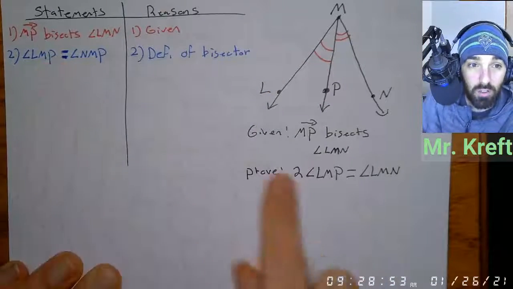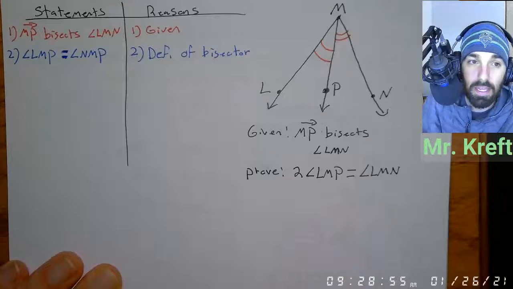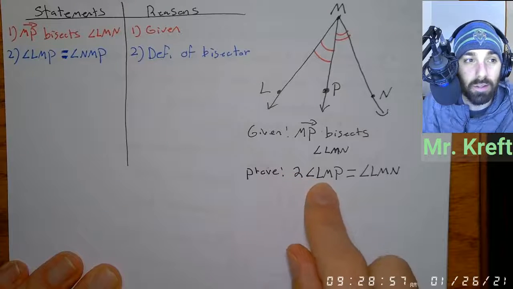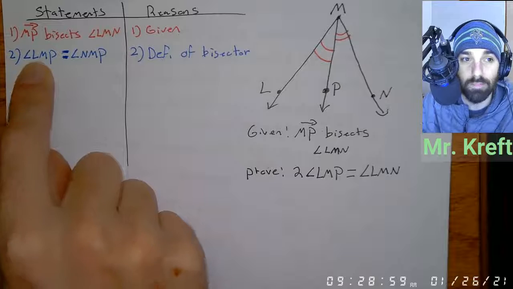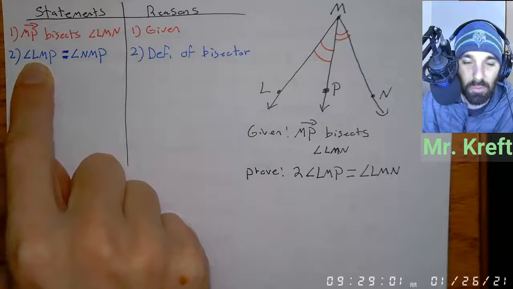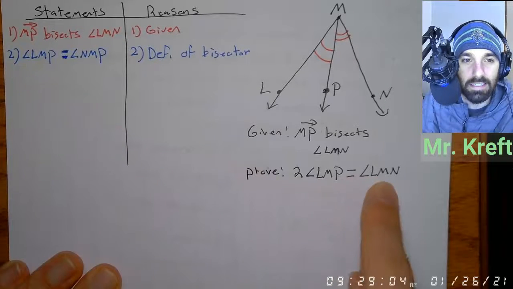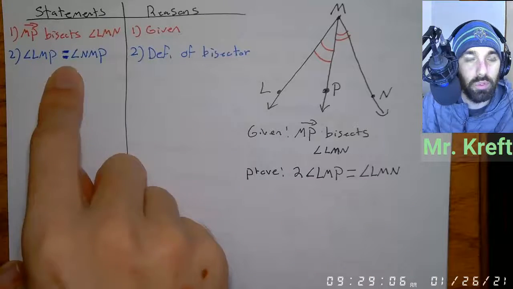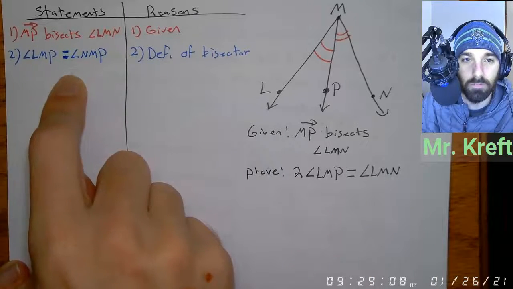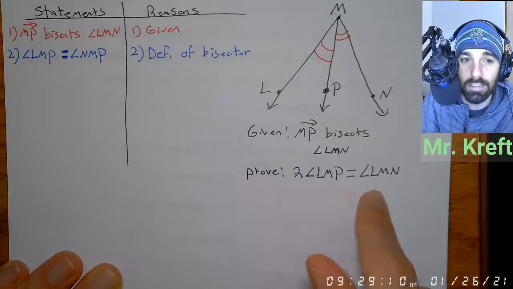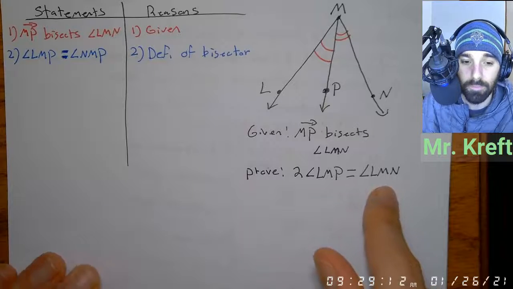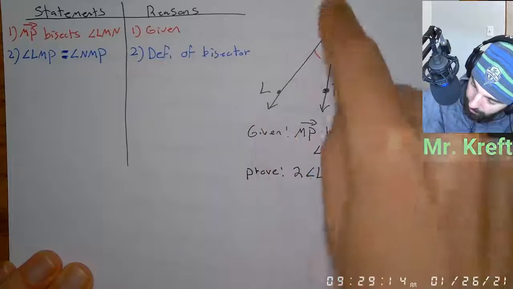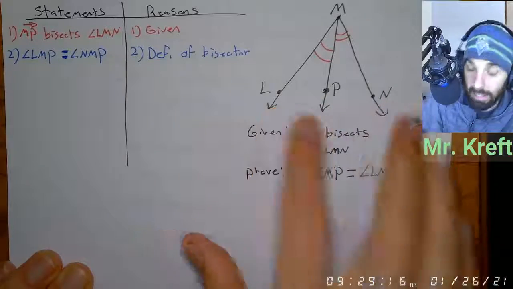So let's check how we're doing. So I needed an equation. Yep. I need two LMPs. Well, I only have one LMP. So, all right, it's a start. And then I need LMN. Well, I don't have LMN as an equation. Okay, so that's the next thing I need to do. I need to get LMN in here somewhere. So if we take a look, LMN is this big angle.